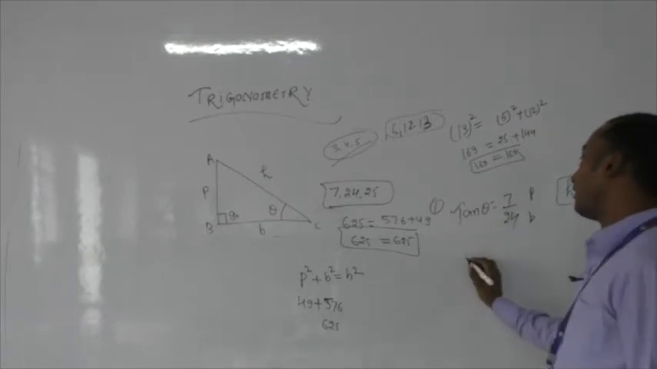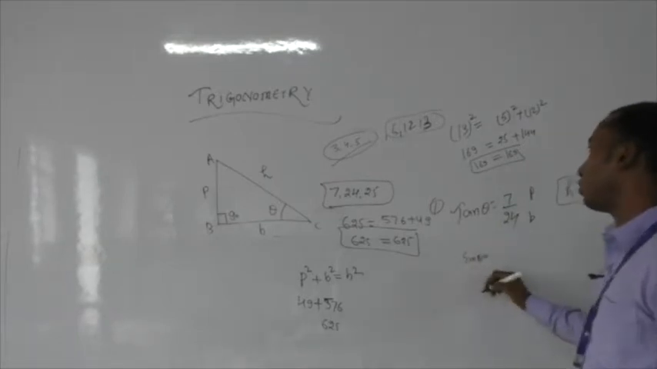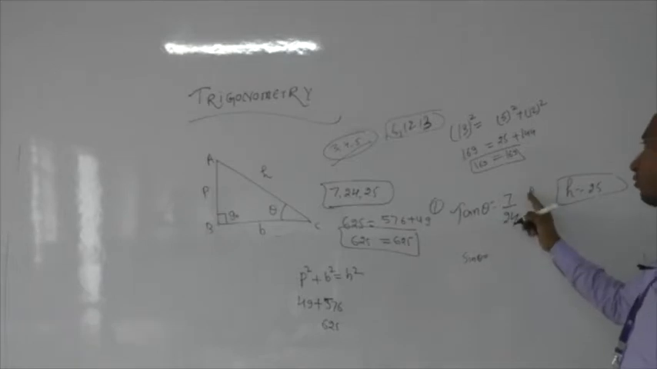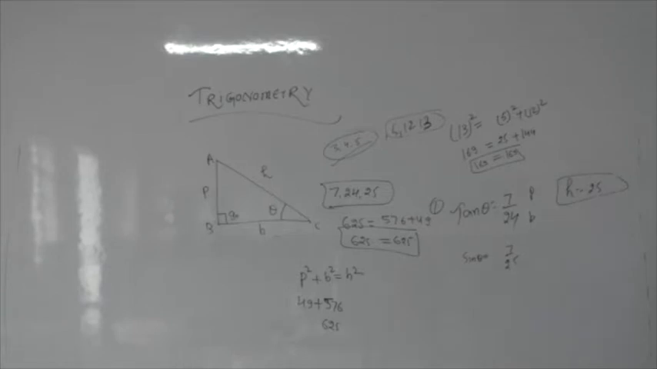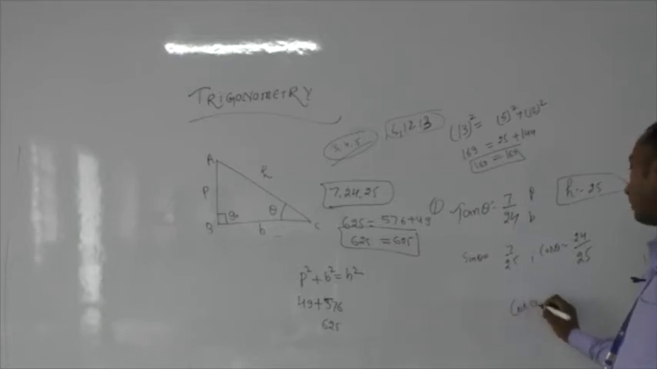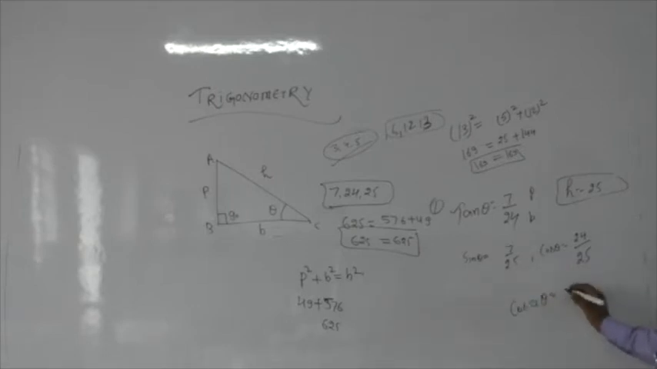Now, to find the value of sin theta, you know sin theta is perpendicular by hypotenuse. Perpendicular is 7, hypotenuse is 25. So sin theta is equal to 7 by 25. To find cos theta, the formula is base by hypotenuse. Base is 24 and hypotenuse is 25. Cosec theta is the reciprocal of sin theta, which is 7 by 25, so cosec theta will be 25 by 7.